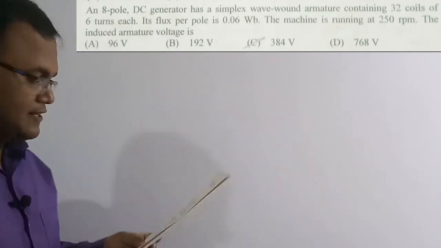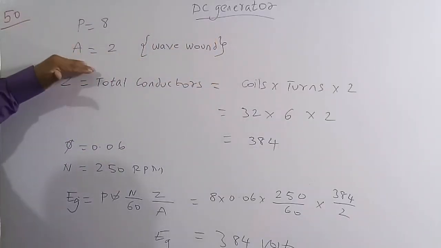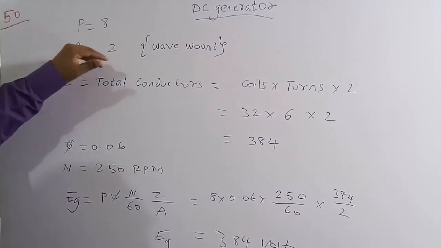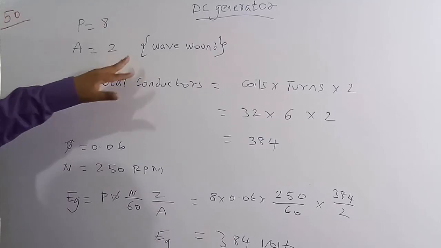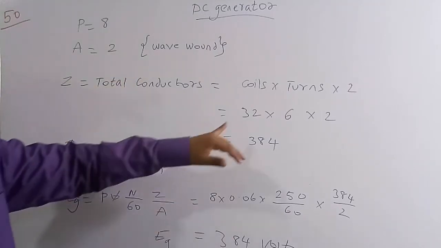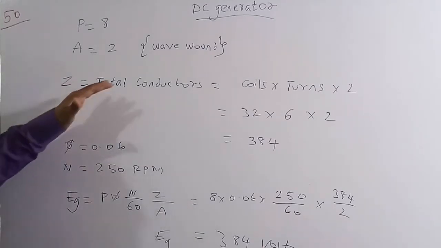So let's solve this numerical. This is a DC generator. In the question they have given the number of poles as 8. The number of parallel paths: it's a wave wound, and wave wound means the number of parallel paths will be 2. Also they have given the coils as 32 and the turns as 6. So we need to find the number of total conductors.